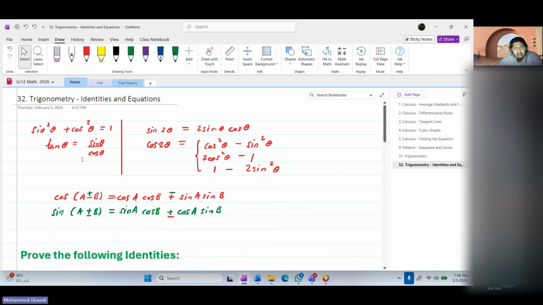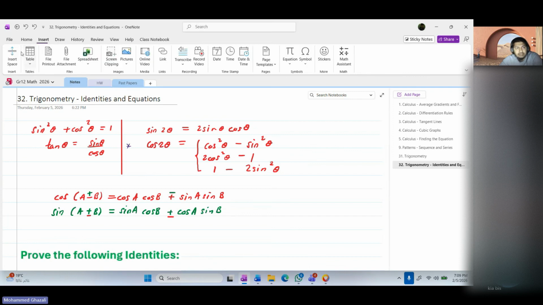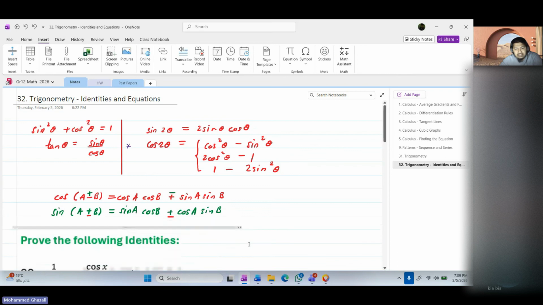You don't need to stress about the grade 11 formulas because that is quite simple. You just need to worry about this one here. You just need to select the correct one, which is the cos 2 theta double angle, right? That's the only one that you need to worry about because those others are quite simple. Right, so now let's look at some examples in proving identities.